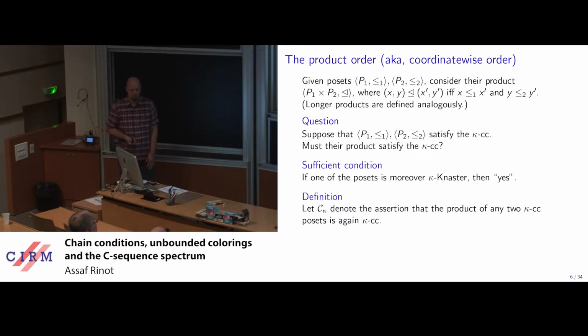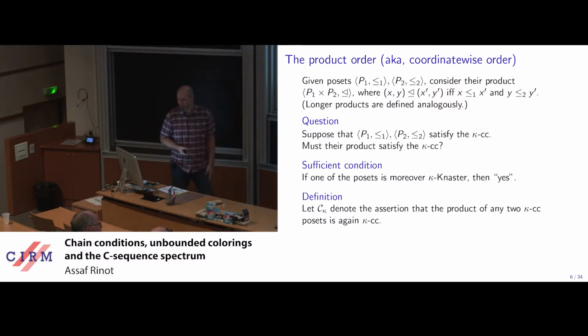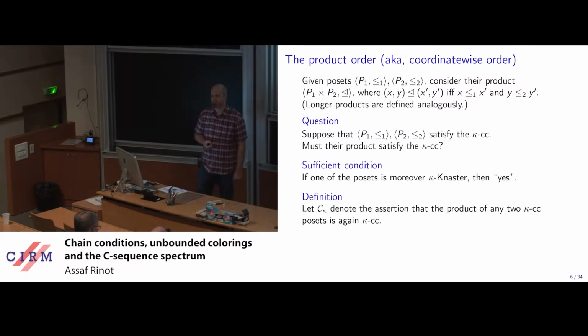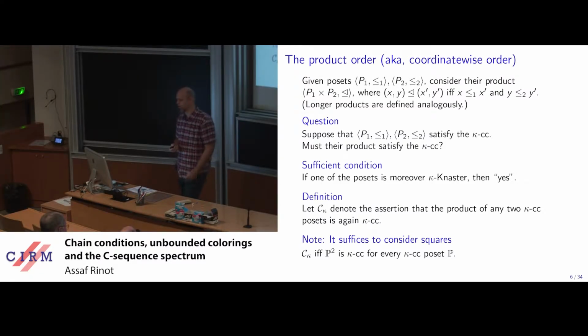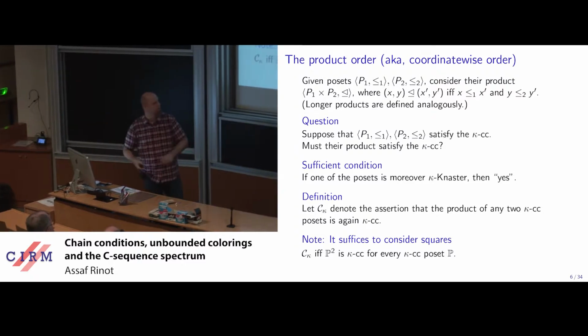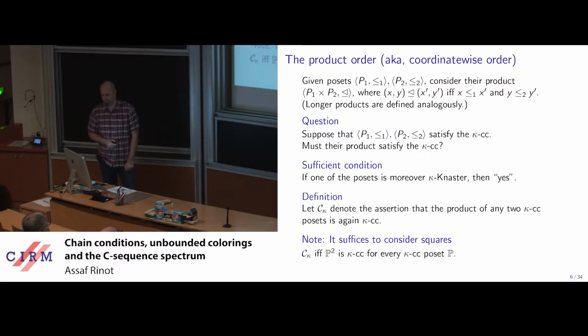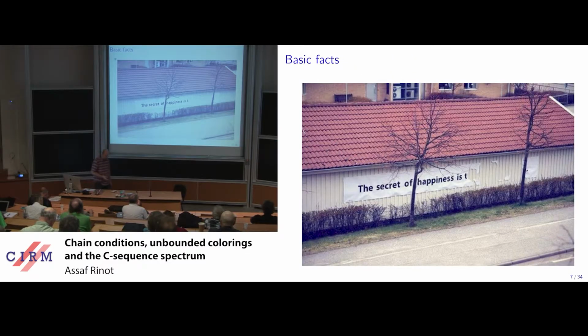But what happens in general? In general, I can define an axiom. I'm defining an axiom, C_kappa, to say that the product of any two kappa-c.c. posets is again kappa-c.c. And notice there is a very easy reduction: requiring that the product of any two kappa-c.c. posets is kappa-c.c. is the same as requiring that the square of any kappa-c.c. poset is kappa-c.c. You can just take the disjoint sum of the two posets and get a single one, giving you the example. So let's talk about some of the basic facts. Some of them are well known, some of them are less known.